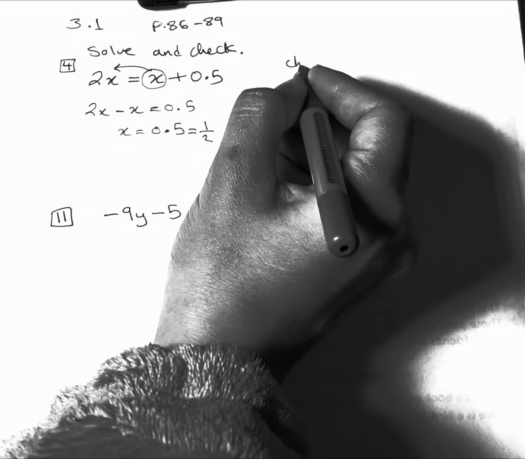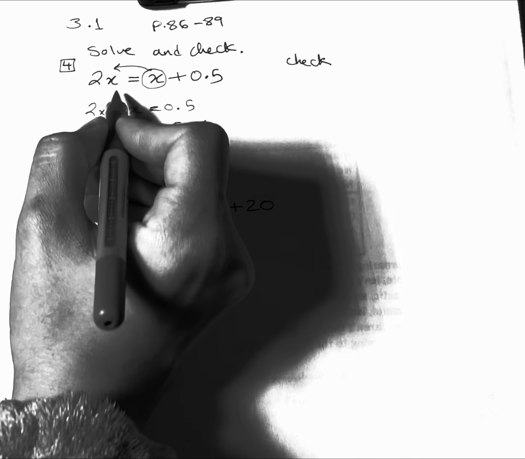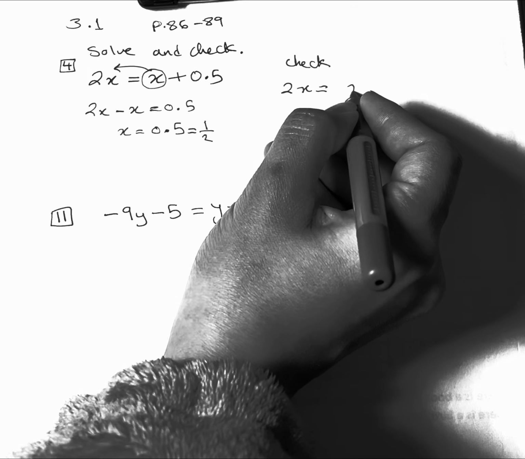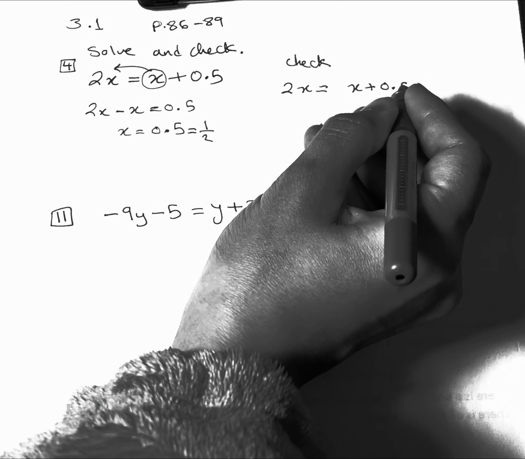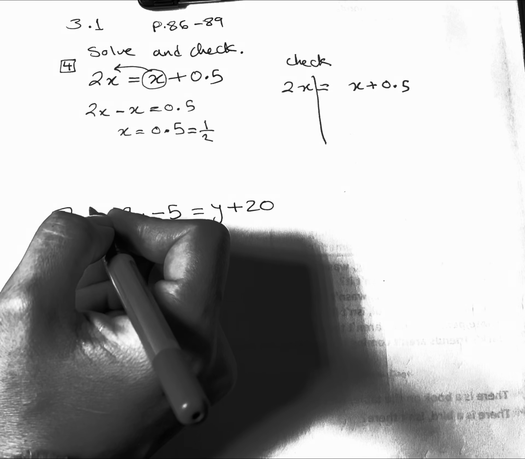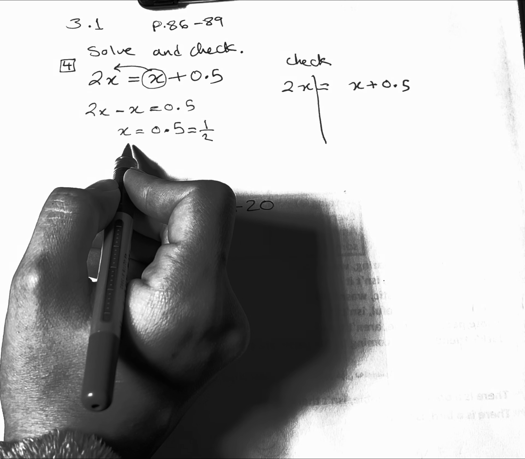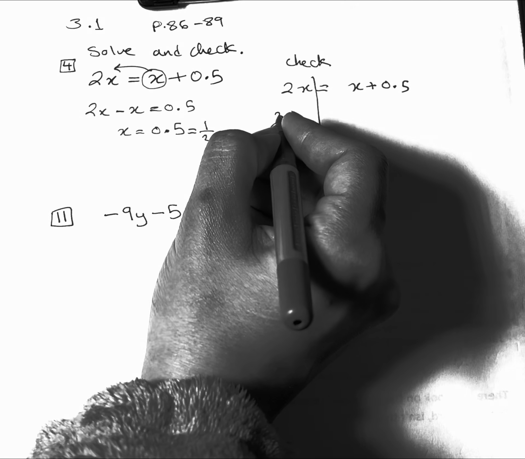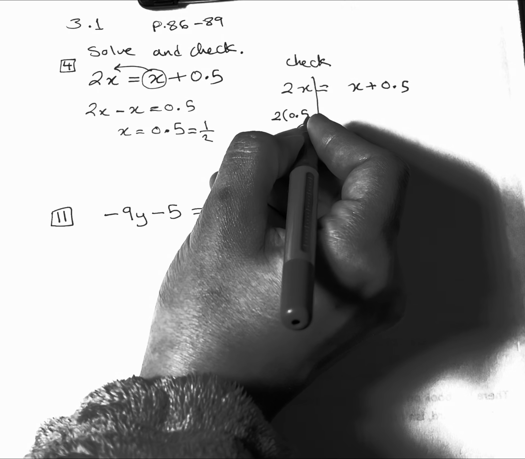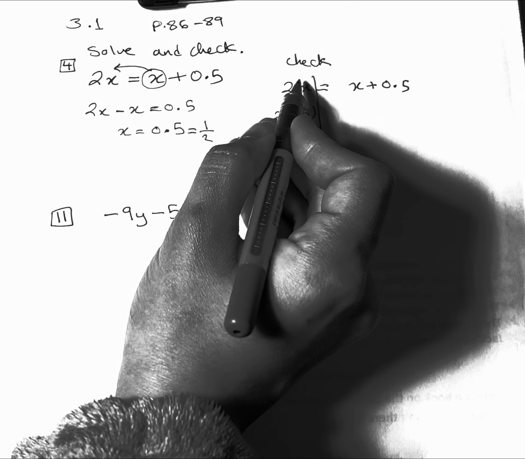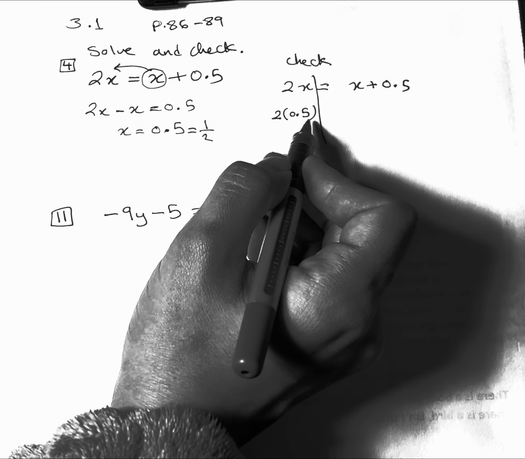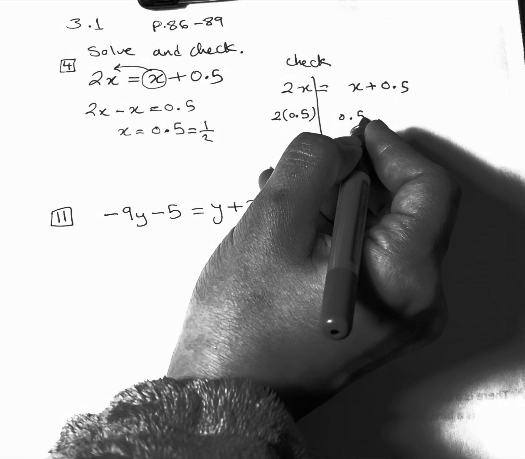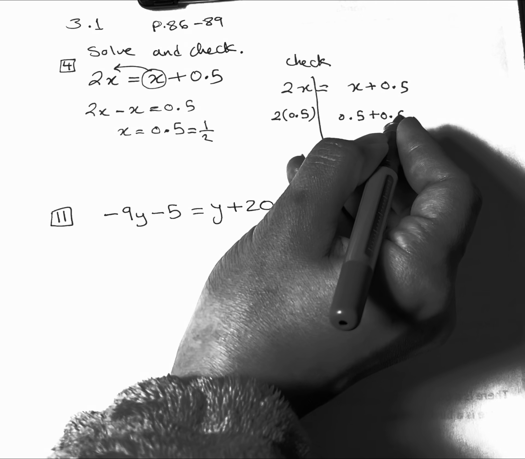In here for the checking, I rewrite the same equation that I have. So I have 2x equals x plus 0.5. Okay? Now, what did I get in x? I got 0.5. So in x, I will put 0.5. Instead of x, you're going to erase x. You're going to put 0.5 with 2 parentheses. In here also, instead of x, you put 0.5 plus 0.5.